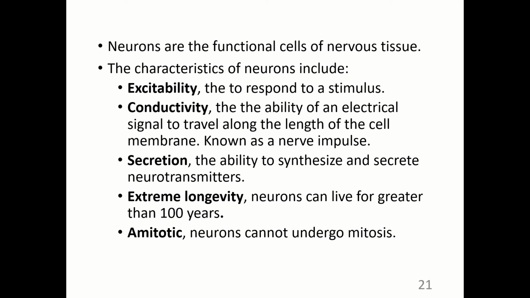Secretion is the ability to synthesize and secrete neurotransmitters. Extreme longevity means that neurons can live for greater than 100 years. And amitotic means that neurons cannot undergo mitosis. It's a good thing that they can live for a long time because they do not divide and increase their numbers throughout your lifespan.